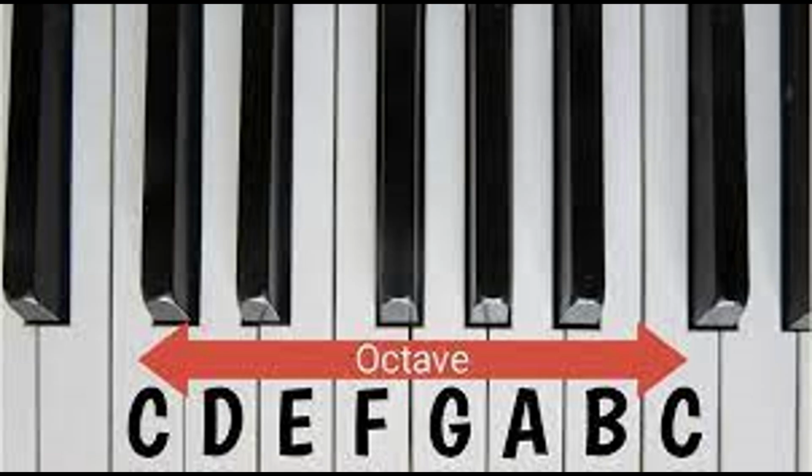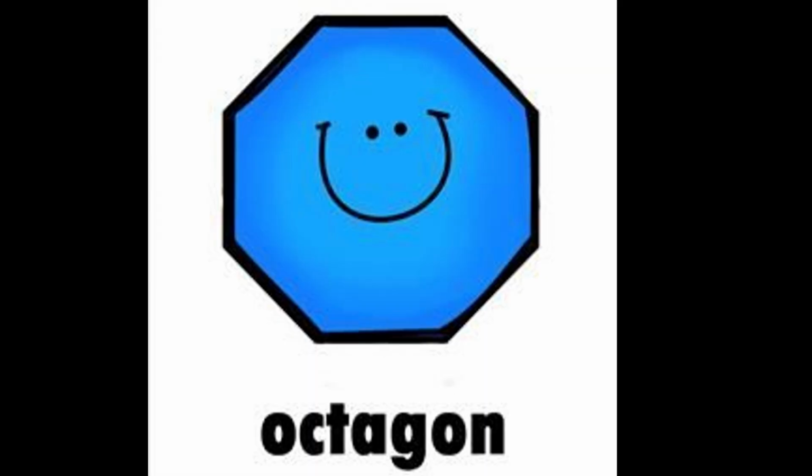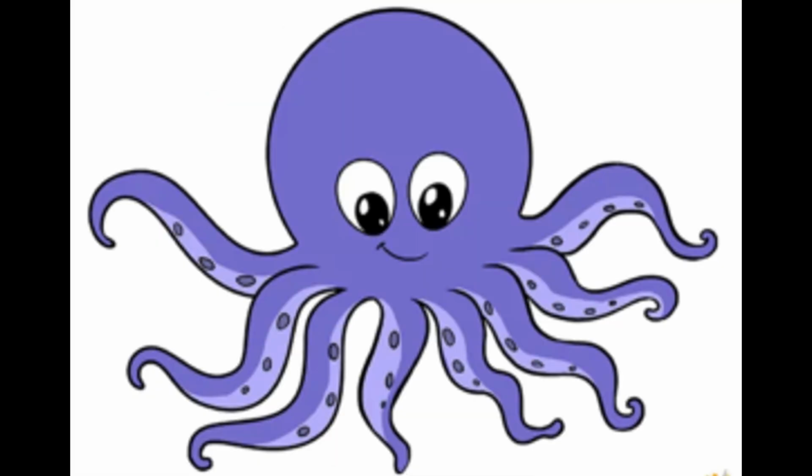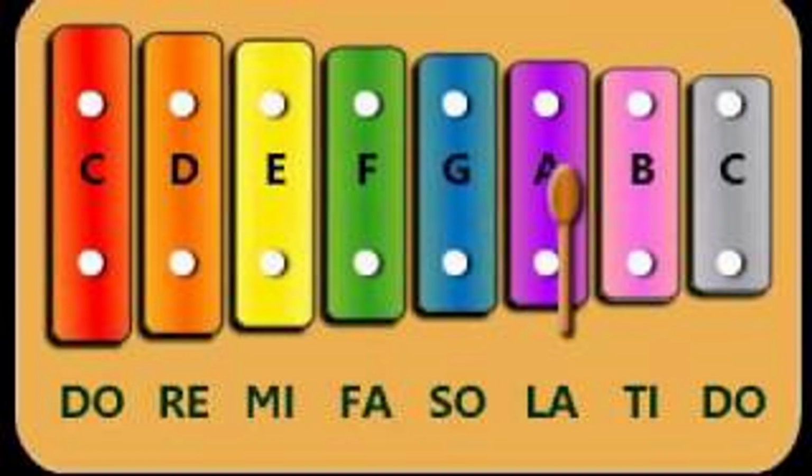Now wait a minute. What does octave even mean? It comes from the word octo, which means 8. Ever seen a shape called an octagon, like a stop sign? It has 8 sides. Do you know why this sea creature is called an octopus? You guessed it, because it has 8 legs. So in music, the octave is a group of 8 notes.